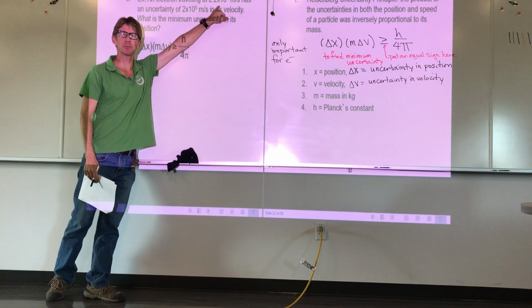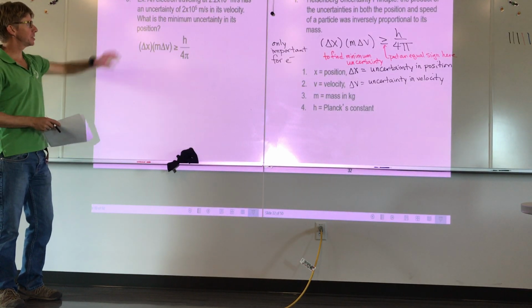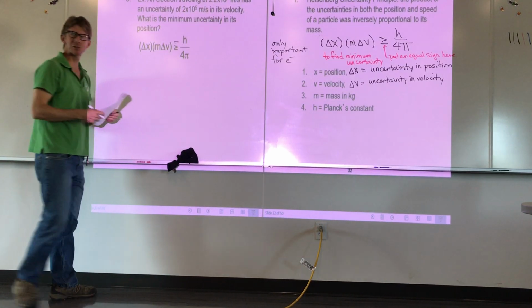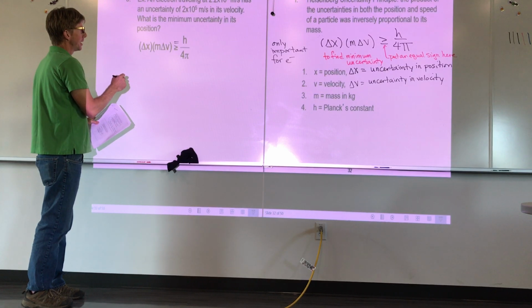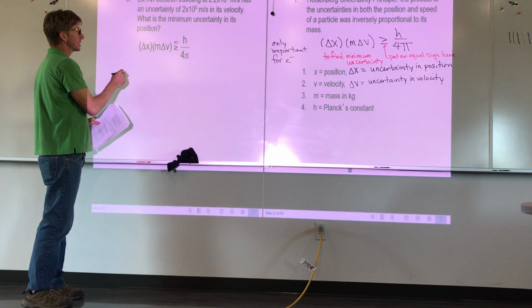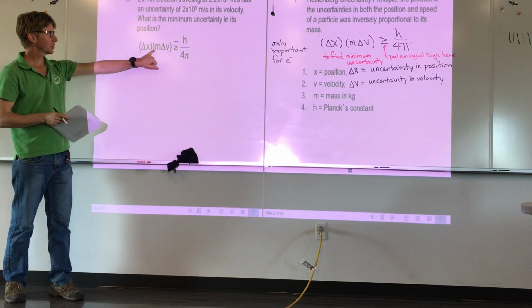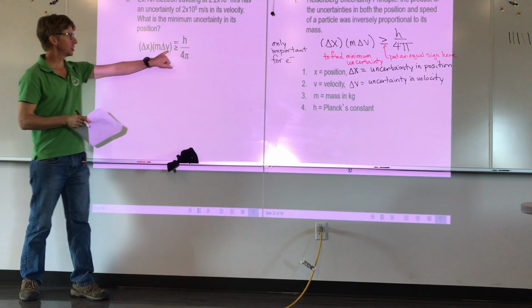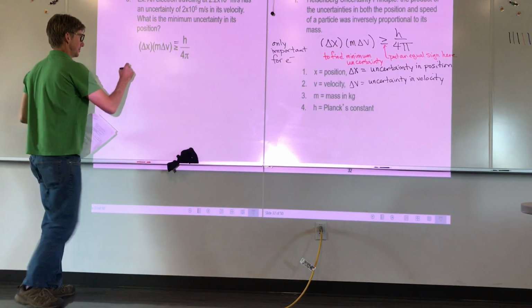You guys know how to do 10% of a number. It's just a new application. What is the minimum uncertainty in its position? Well, we just said, replace this with an equal sign to find the minimum uncertainty. And then we're looking for minimum uncertainty in position, that's delta x. We know the mass of an electron, we know its uncertainty in velocity, we know Planck's constant, we can plug everything in.